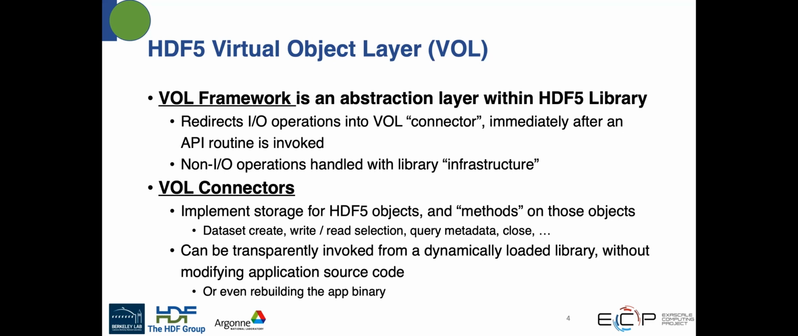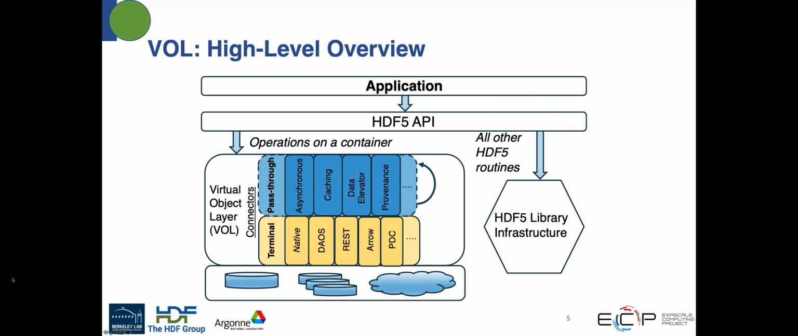So this is the high-level overview. The application typically calls the HDF5 API, and the operations that are happening on the container level, which are more like a dataset, the attributes, objects, and various HDF5 objects, can be intercepted and a lot of optimizations done, and then go back to the actual storage. And all other HDF5 routines just use the HDF5 library infrastructure.